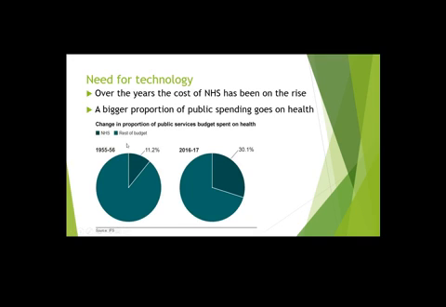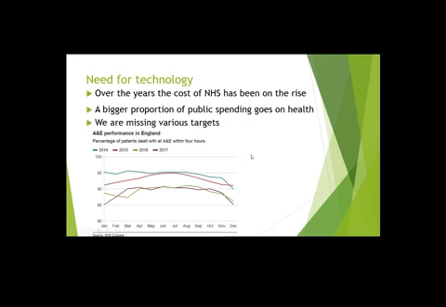If you look at the 1950s, it was about 10 or 11%. Now it is about one third, 30%. And we are also missing various targets. As you can see over the years, targets have been set, but we haven't been keeping them. There are various factors responsible for the NHS not meeting their targets.